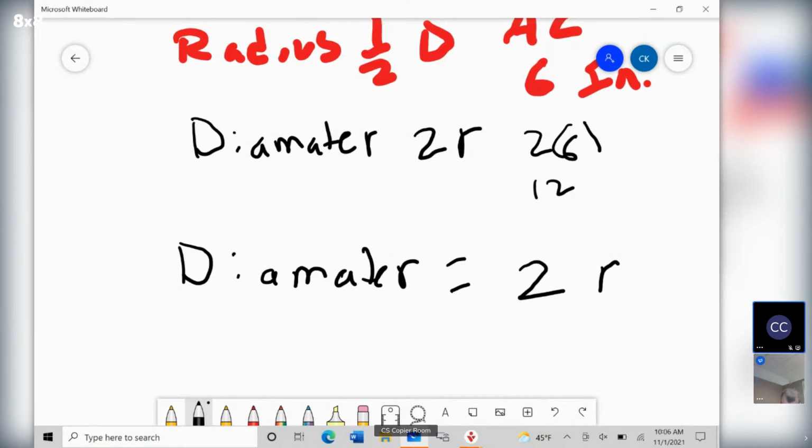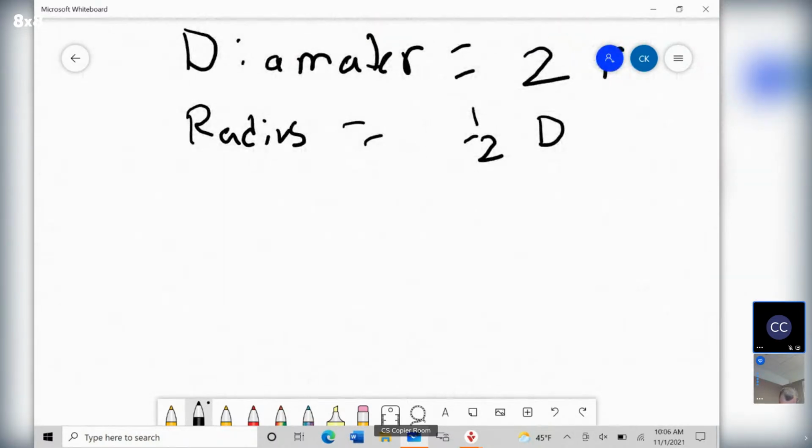And the radius is 1/2 of the diameter. So when you're looking at a circle and it's asking you to find the diameter or the radius, and you only have one, that's really all you need. So let's look at one other circle, and I'll show what I mean here.